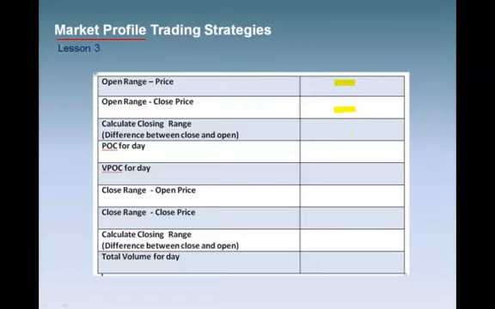You are going to calculate the closing range. You're going to get the POC for the day, the volume POC for the day, the closing range open price, the close range close price, and you're going to calculate, and by the way, to calculate this, it's simply the difference between the close and the open. I want you to chart or record the total volume for the day. Begin to develop these sheets on a daily basis for the ES Mini, and in a few days or in a week or two, I will show you how we're going to interpret this data.